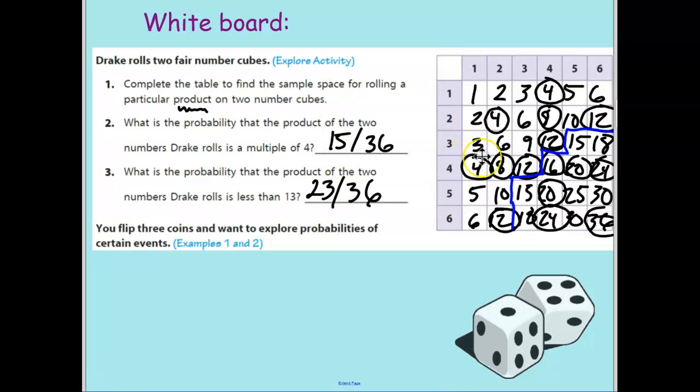All right, so let's take a look here and see what we got. Multiples of 4, I circled all of them. Of course they were the ones in the 4 rows, but hopefully you didn't let these guys sneak by you. And if you count them up, there's 15 out of 36 possible outcomes. Less than 13, so I drew this blue line here. Everybody on this side is less than 13. All these are greater than 13. So if I add them all up, I find that there are 23 numbers out of 36 that are less than 13. So hopefully you did well.